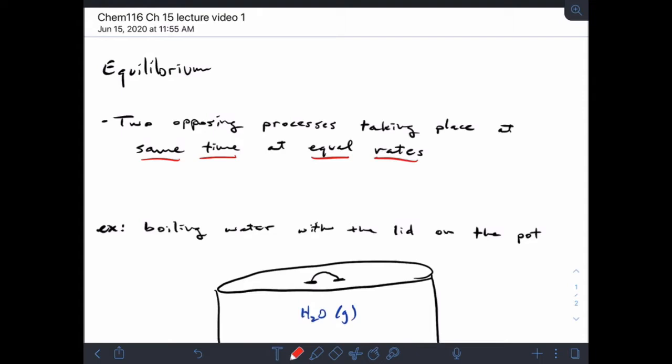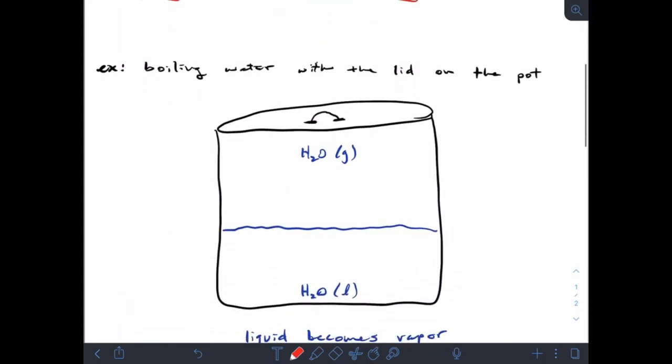And a really common and simple example of equilibrium is boiling water with the lid on the pot. Okay, so at the bottom of the pot, you have your liquid water. At the top of the pot, you have your gaseous water, okay, water that has been boiled away and is now in the gaseous state. And so what's happening all the time when you're boiling this water with the lid on is some of the water molecules at the surface are becoming gas. And at the same time, those gas molecules are condensing back to liquid.